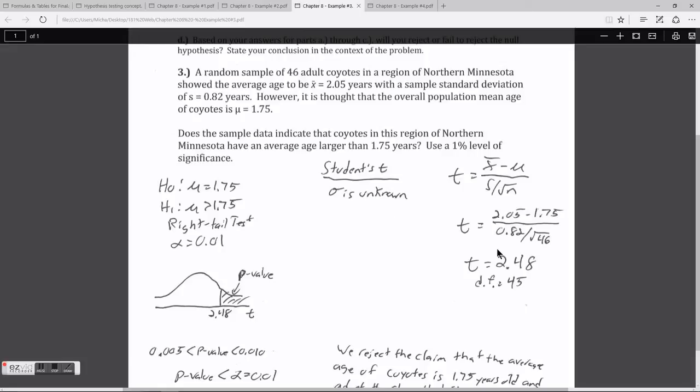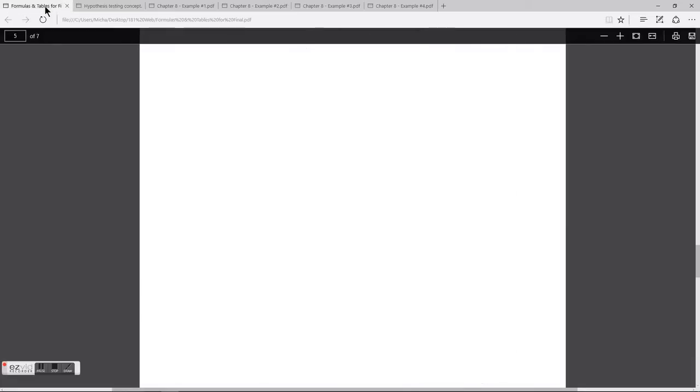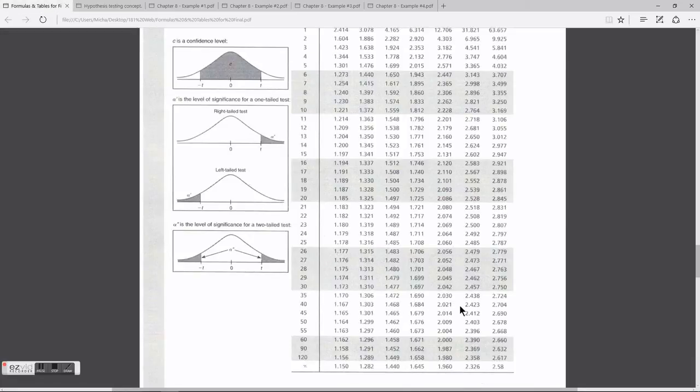Now the t-value I calculated was 2.48. So I'm going to go back to my t-table and look for t equals 2.48. There's a high probability I'm not going to find it. But what I am going to find is where it would fall in between. So the t-values increase as I go left to right here. And I see that t equal 2.48 would fall between 2.412 and 2.690.